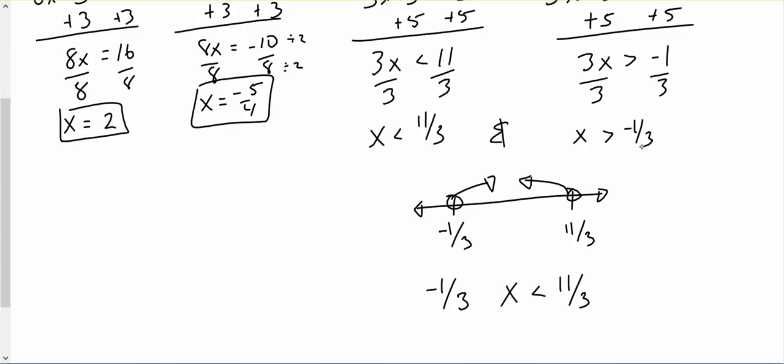Between the x and the negative 1/3, we're eating the x. So we eat the x. We read this from the middle to the left and then back to the middle and to the right. All real numbers greater than negative 1/3 and less than 11 thirds.